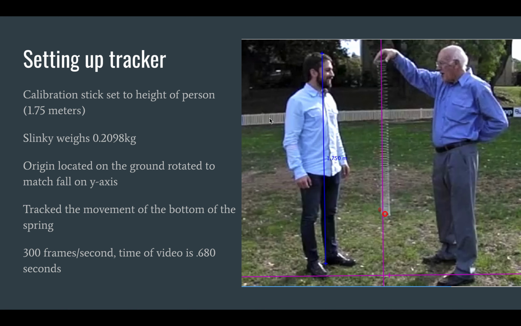I uploaded this video into Tracker. So using Tracker, I found the height of this man in order to gauge the distance that the slinky falls. The slinky weighs 0.2 kilograms. I set the origin to be where the slinky hits the ground. I tracked the movement of the bottom of the slinky. That's important. My focus during this experiment was on the bottom of the slinky. The video is at 300 frames per second.